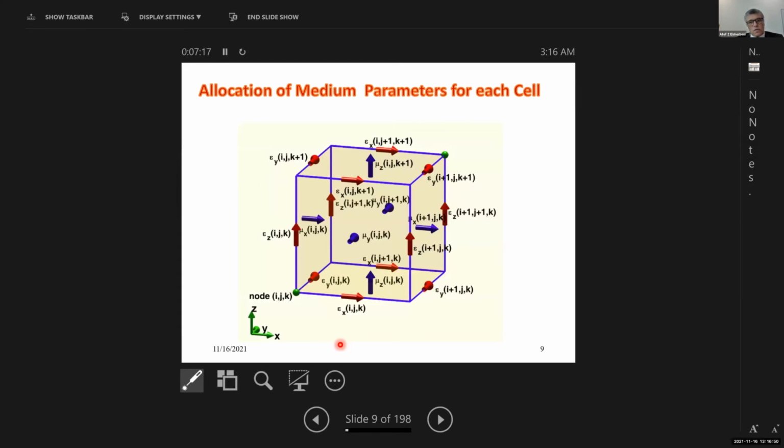Now, to solve any electromagnetic problem, we need to define the permittivity and permeability. And where are they going to be defined? Electric permittivity is going to be defined where the electric field is. The permeability is going to be defined where the magnetic field is. In the same way, we are going to define the electric conductivity where the electric field components are located in the domain, and the magnetic conductivity where the magnetic field components are.